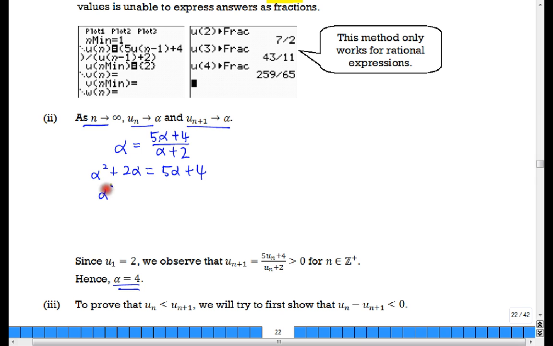And then you get alpha squared minus 3 alpha minus 4 equals 0. Again, you have 2 possible solutions. Alpha equals -4 or alpha equals -1. Oh, sorry, 4. Sorry.